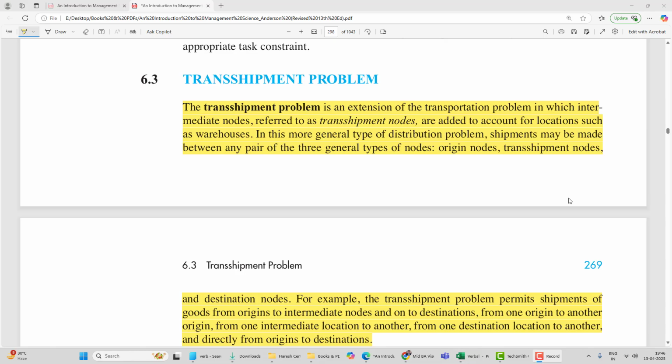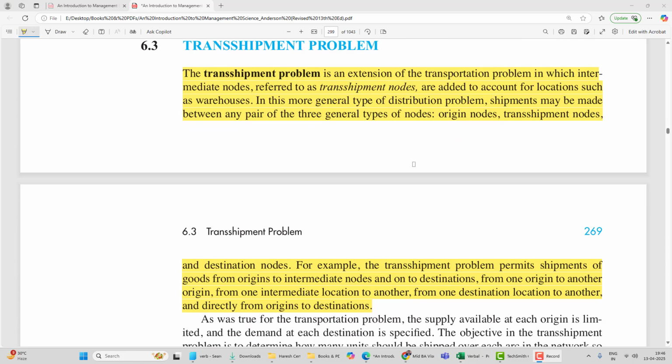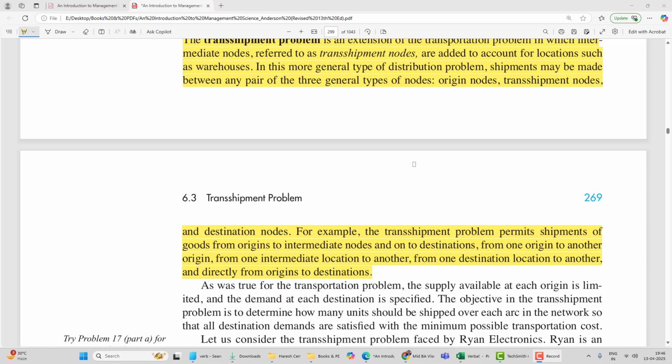One variation of the transportation problem which we have seen in my earlier video is the transshipment problem. In the book it is available on page 268. So if you can just read this, it is an intermediate node. It can also be termed as warehouses where the exchange of goods takes place, and usually it is there just to facilitate the logistical arrangements, maybe between two cities or maybe between two countries.